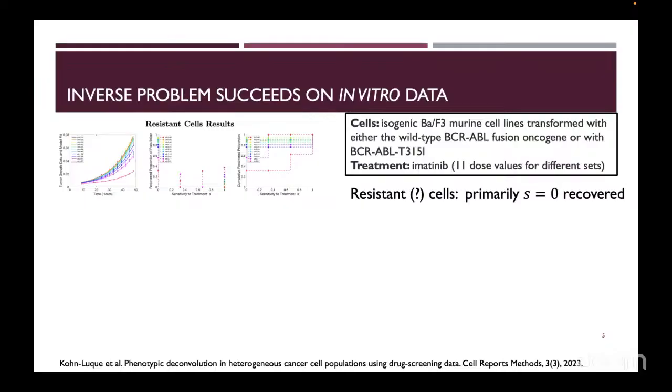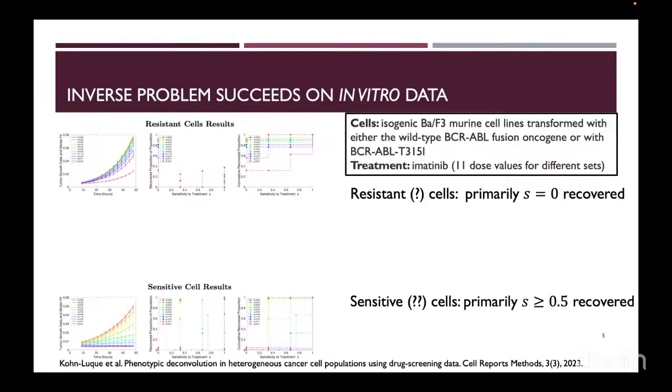So we take in data that we know to be mostly resistant, and what the inverse problem spits out is the information that this data is mostly resistant. So that is an exciting and good result for us. Next, we explore what happens in the sensitive cells. Sensitive gets 2 question marks because it is even more clearly responding to the dosage when we wouldn't necessarily expect it to. Correspondingly, the PMFs that we recover get mostly S values, sensitivity values, of greater than or equal to 0.5. So the mostly sensitive data is appropriately recovered as sensitive, varyingly sensitive.